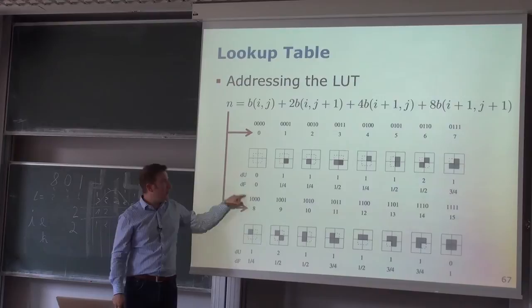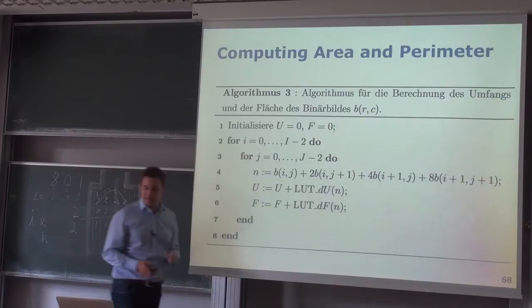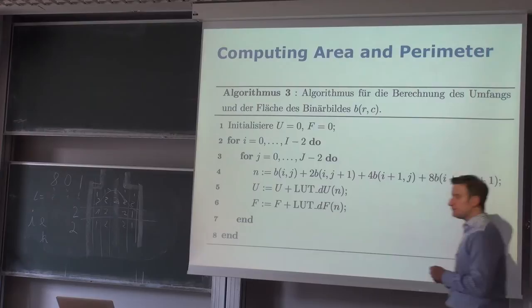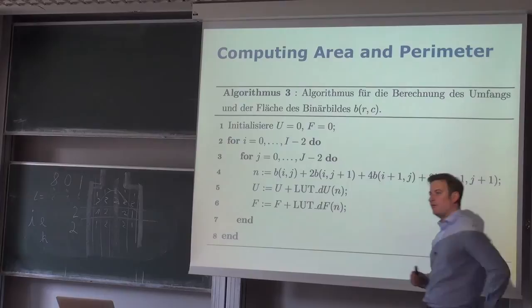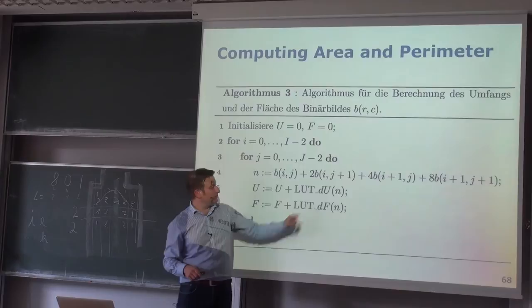And then I simply add up the perimeter and the area. Can do that actually in one go. So I can come up with a very simple algorithm which just says, okay, simply pass once through the whole image, compute this n for every pixel by just adding up 4 intensity values in my binary image. This gives me the situation, and then update the perimeter and update the area according to my lookup table. So this LOT, df, and du is exactly this lookup table, and this is exactly those numbers over here.